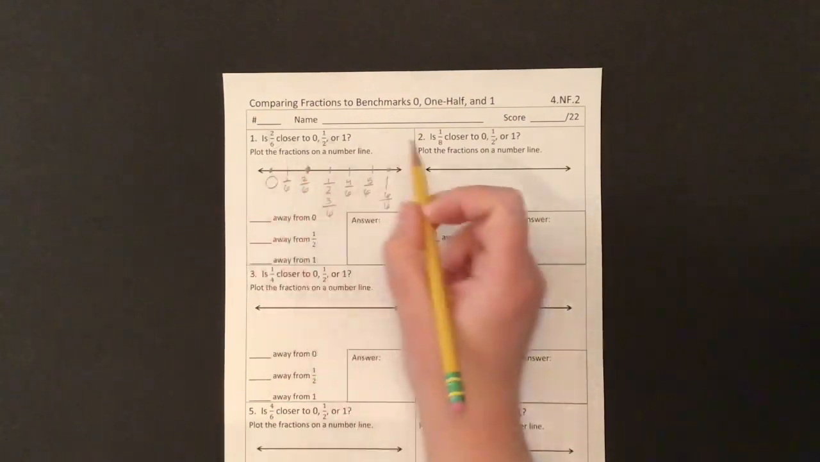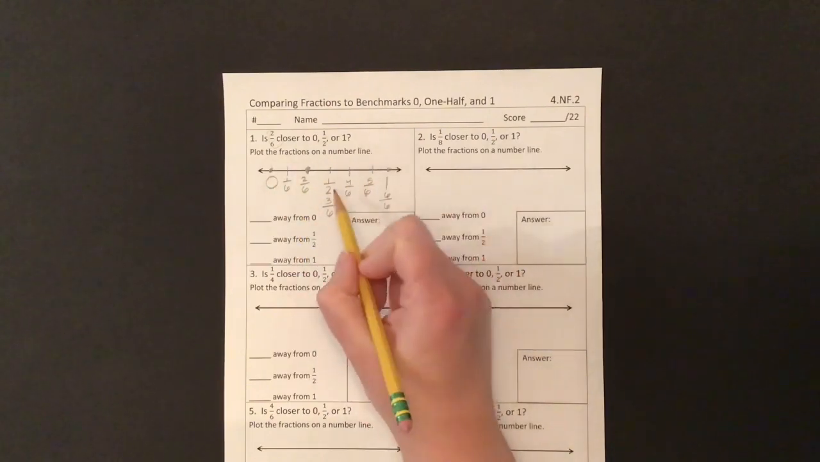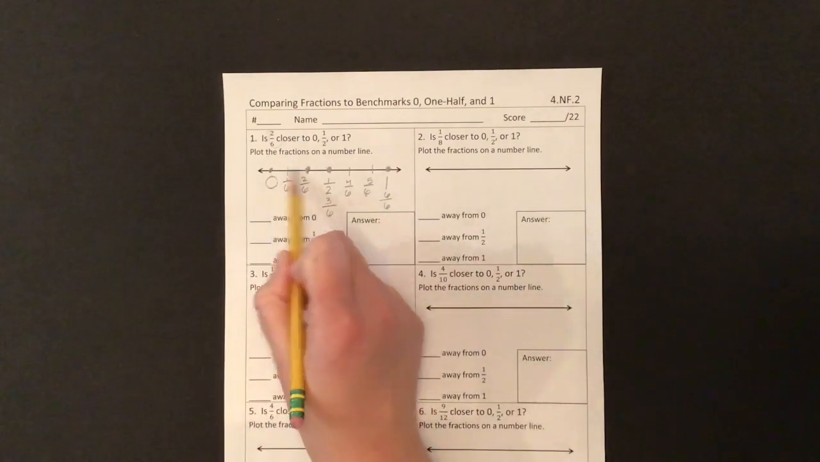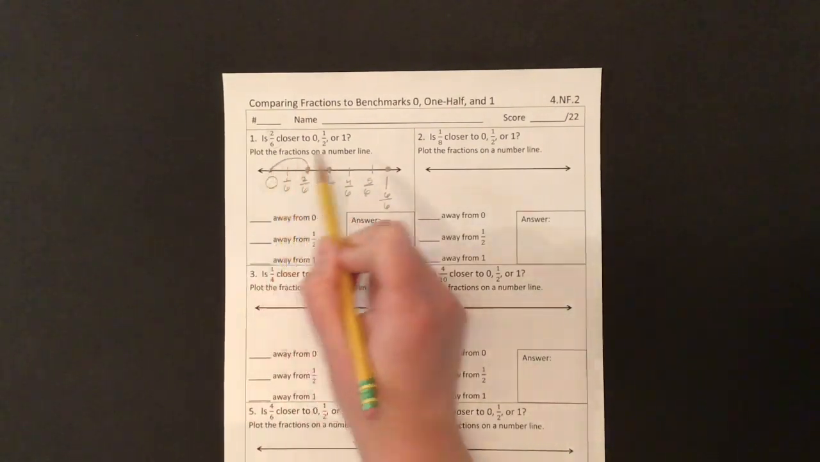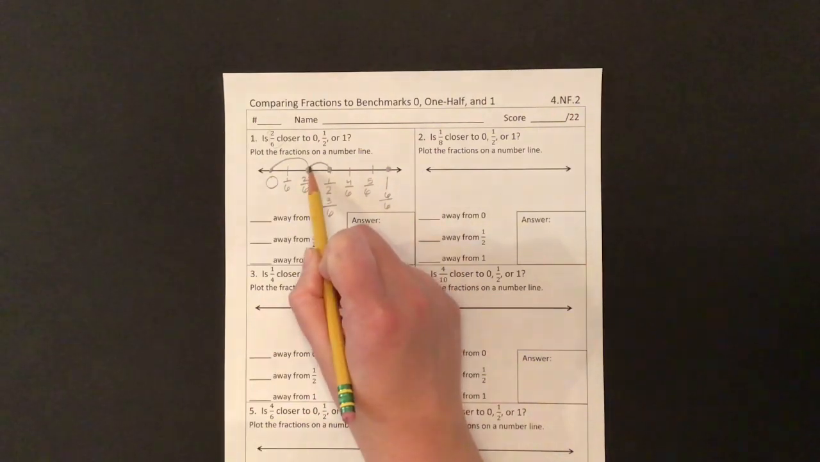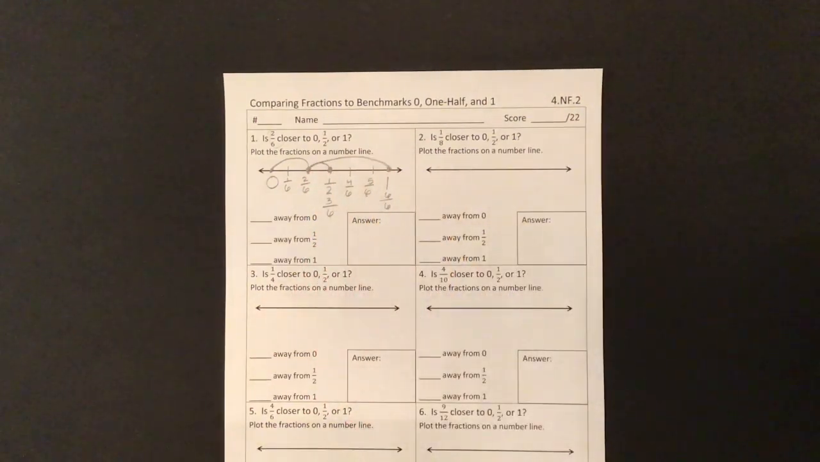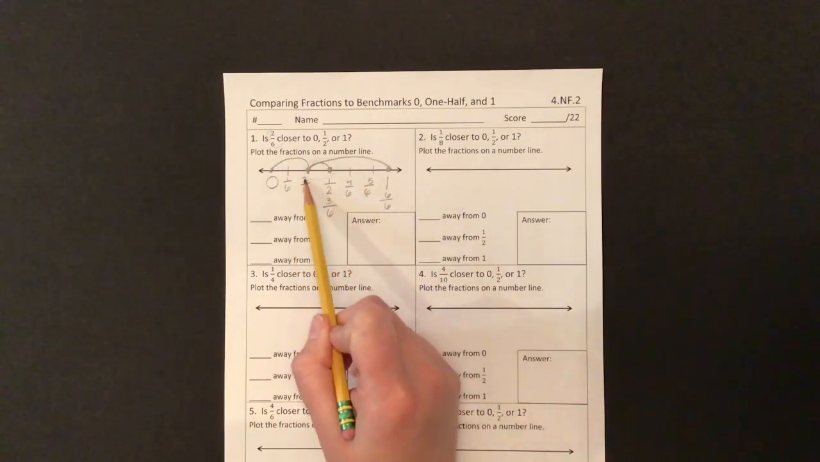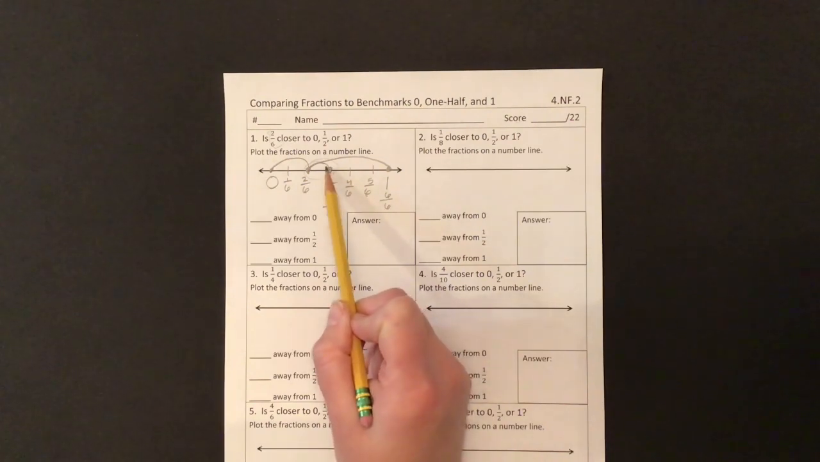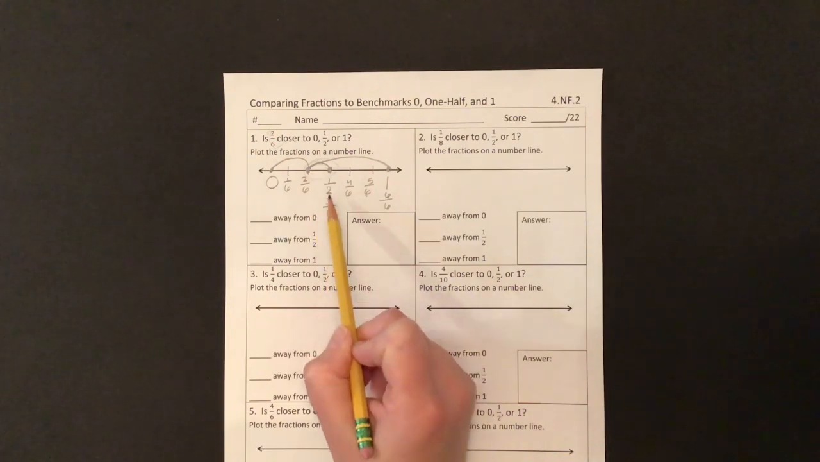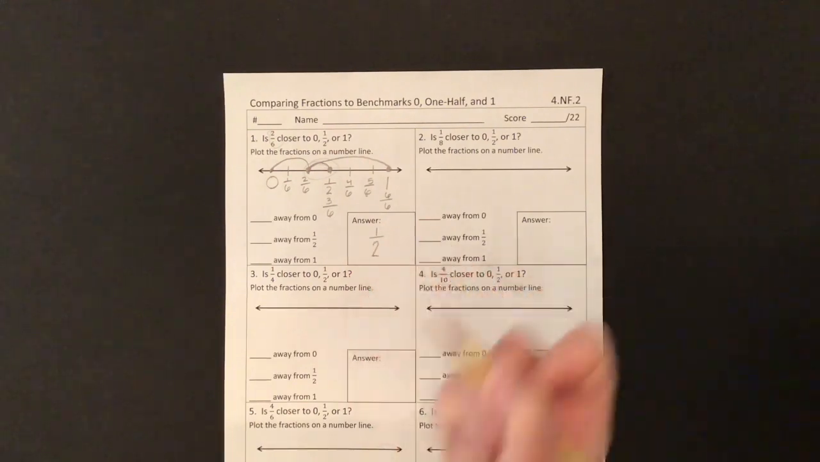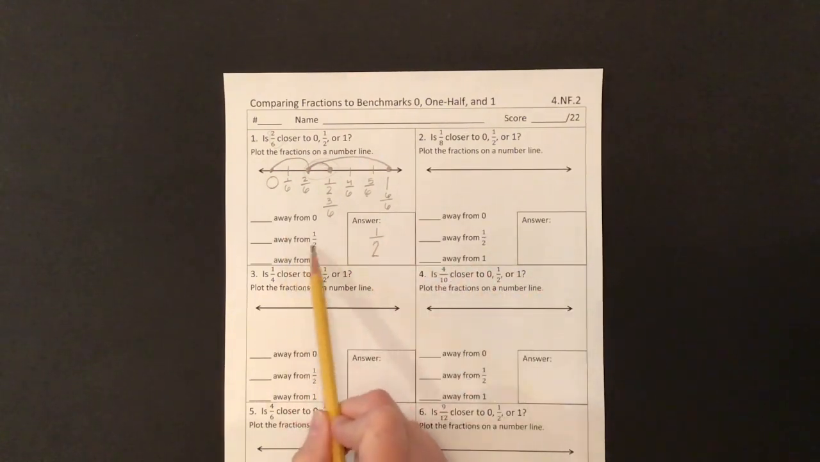So now we're ready to compare 2/6 to 0, to 1/2, and to the whole. I'm really looking at those distances, so I'm going to draw jumps. If I look at the distances, I can see that the distance between 2/6 and 3/6 is the least amount. It's the smallest jump, which means 2/6 is closer to 3/6 or 1/2. So that's my answer. And now I'm ready to go ahead and answer these questions.